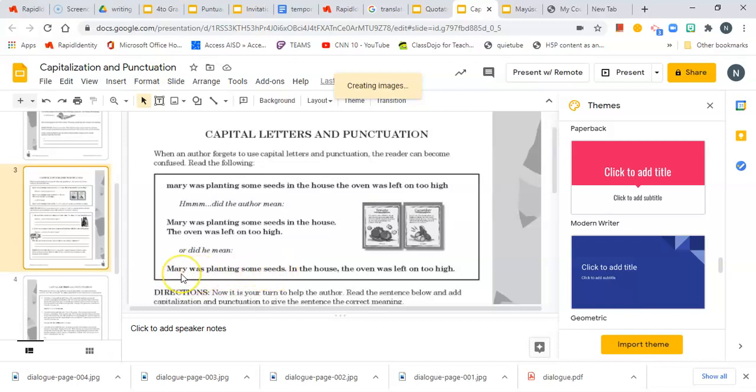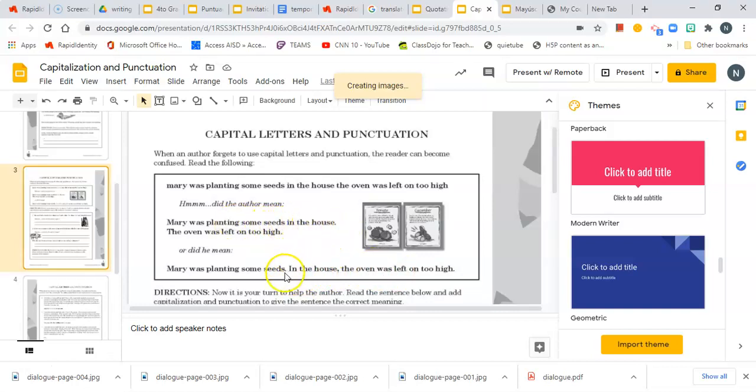Let me start over again. Mary was planting some seeds. In the house, the oven was left on too high. I think this one would make more sense because the oven is in the house. And usually you plant seeds outside, not in the house. So this sounds better if we put in the house with the oven part and not with the planting seeds part.